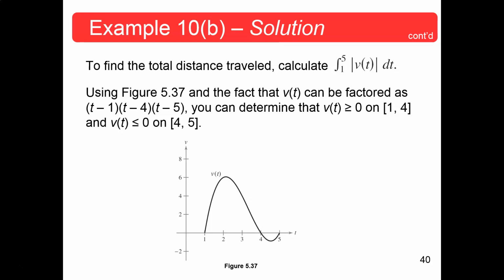Now, we didn't factor this, if I'm remembering correctly. Oh yeah, we did, when we found out what the zeros were. We found out the zeros, and sure enough, they were 1, 4, and 5. We found out that it was positive between 1 and 4 and negative between 4 and 5. I think we all remember doing all that.